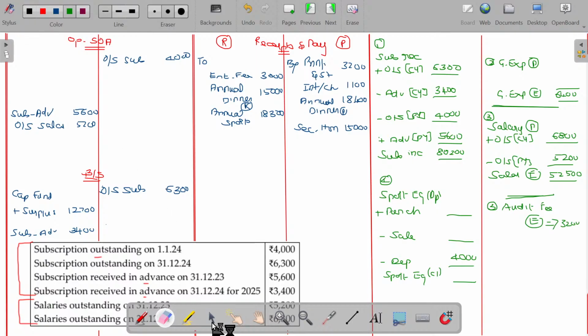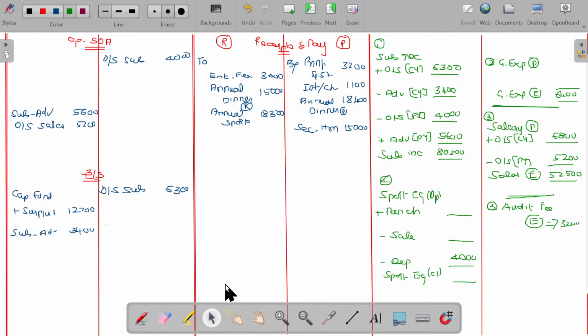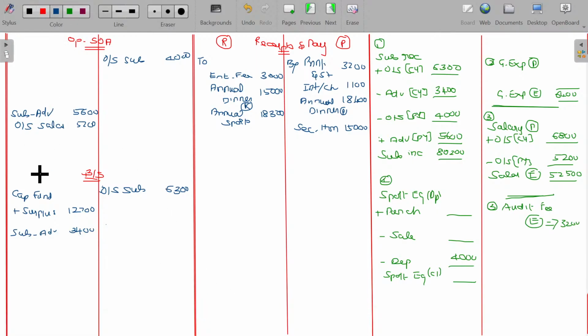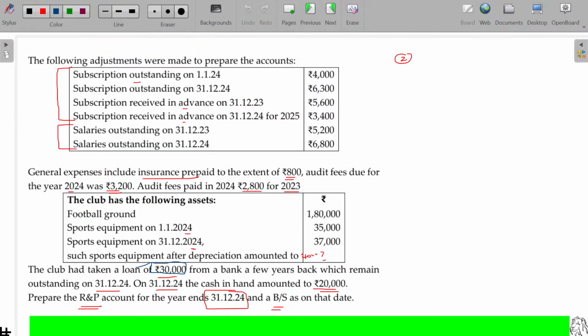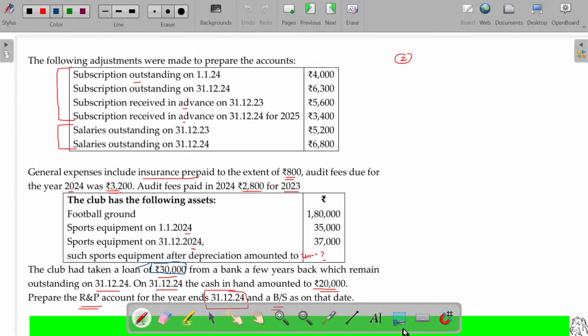So once you start posting from the adjustment item, it should be posted twice. Don't forget to finish up immediately. So outstanding salary, the value being 6,800. Do parallel entry. Then we'll go for incorporating these adjustments.